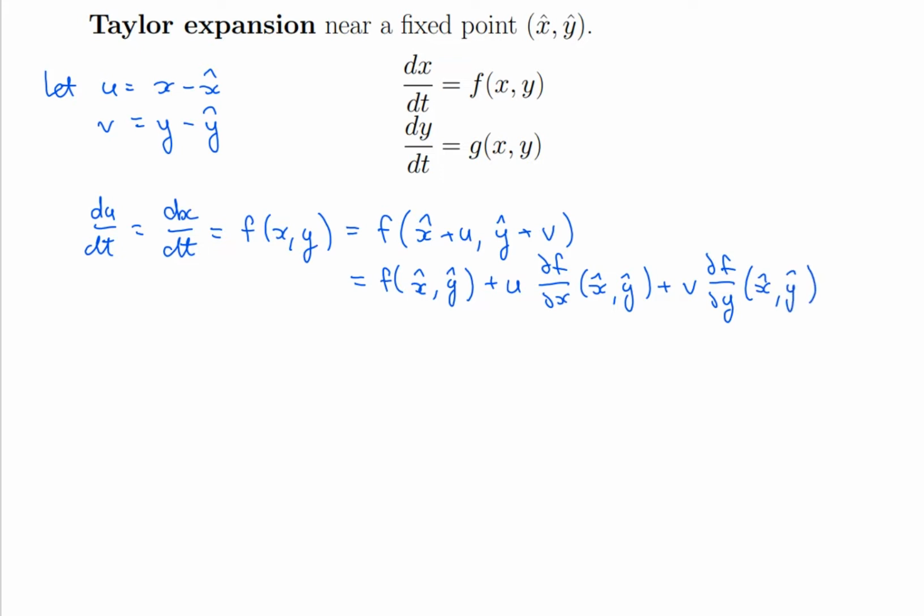Those are the linear terms, first derivative terms, plus all the higher derivative terms, but they will all have u squared, v squared, or uv in front. So I just write plus higher order terms, because I'm going to neglect them. They will look like u squared, uv, and v squared, and so on. Now the first term is going to be 0, because f of x hat and y hat is 0.